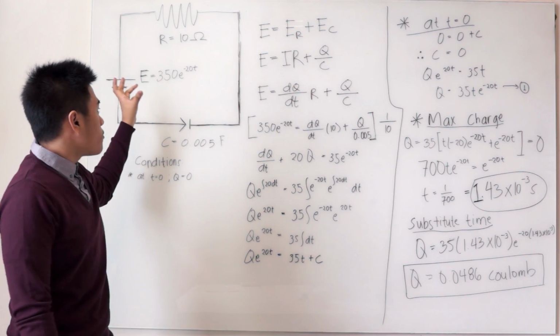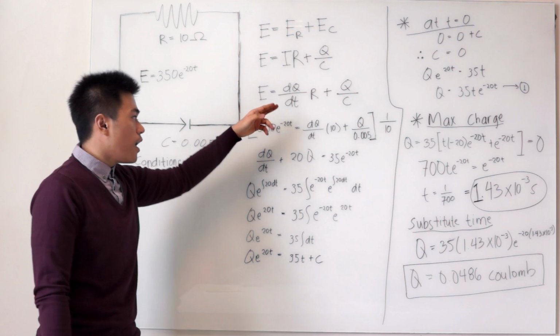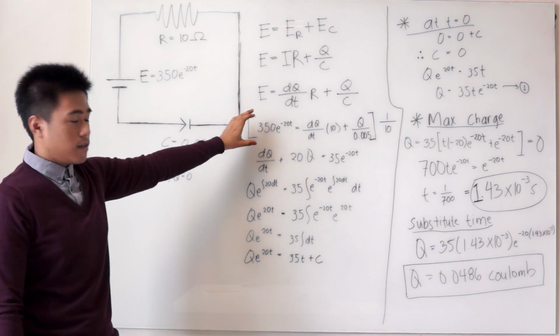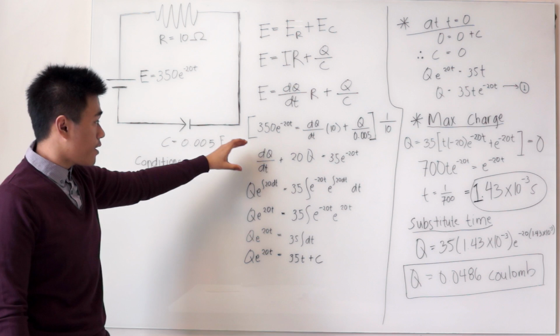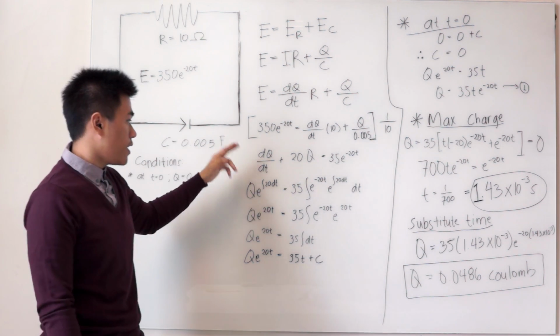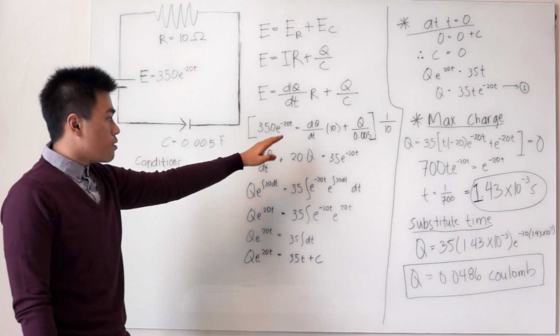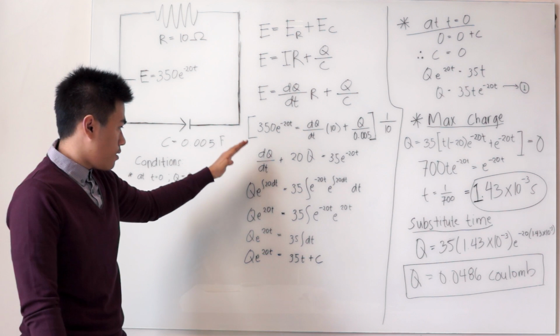The next step is to substitute all of these given values into this equation, simplify it, and rearrange it so that it becomes a linear DE, wherein our independent variable is t and our dependent variable is q. So this is the formula to solve for this linear DE.